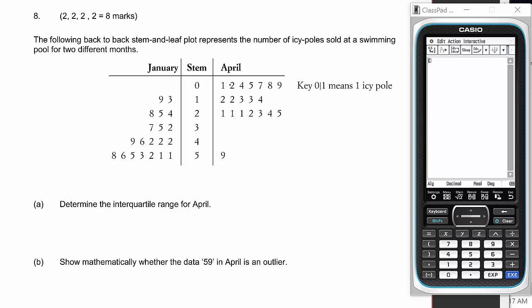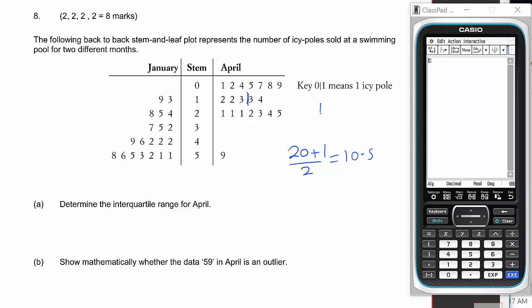So in April we have 1, 2, 3, 4, 5, 6, 7, 8, 9, 10, 11, 12, 13, 14, 15, 16, 17, 18, 19, 20 pieces of data. So 20 add 1 divided by 2 is 10.5. The median is between the 10th and 11th pieces of data. So 1, 2, 3, 4, 5, 6, 7, 8, 9, 10. So that's just there.